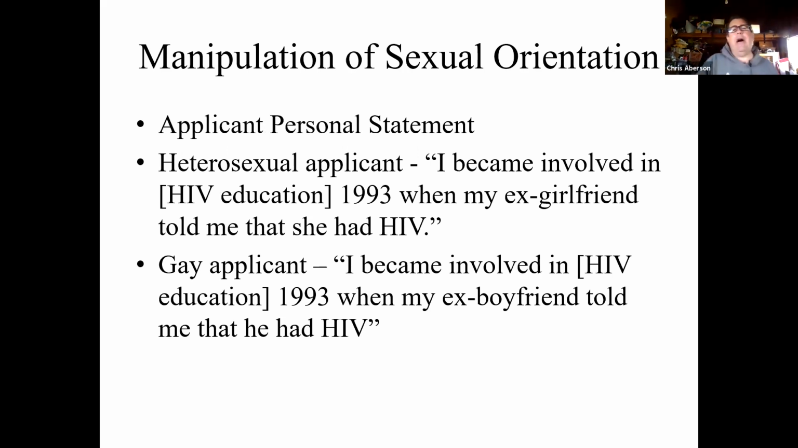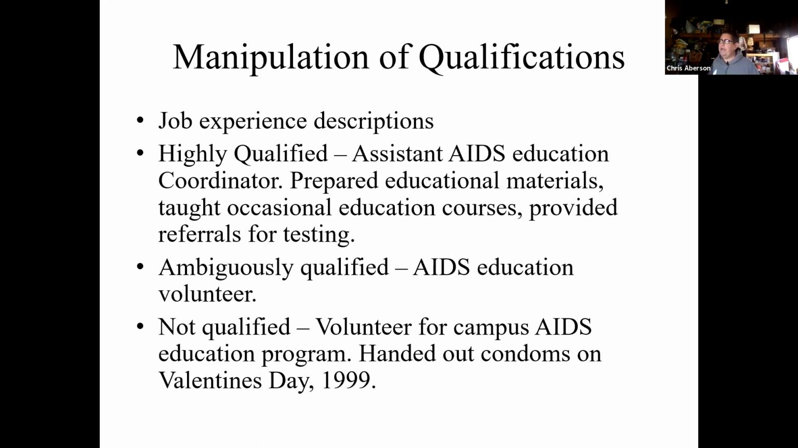So I already talked about how sexual orientation was manipulated. Qualifications: highly qualified. It was obvious that the person was qualified. They basically had served as an assistant AIDS education coordinator, and they pretty much in their old job did everything that is required for the current job. Ambiguously qualified: they were an AIDS education volunteer. Not really clear what exactly they did. And then not qualified: it was very clear that their only experience was handing out condoms on Valentine's Day or something.